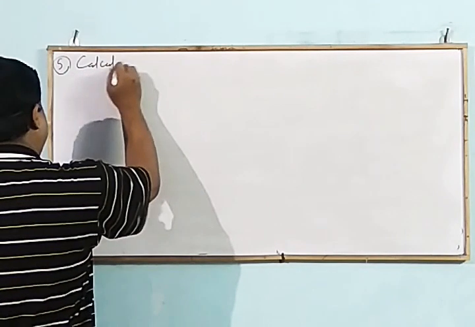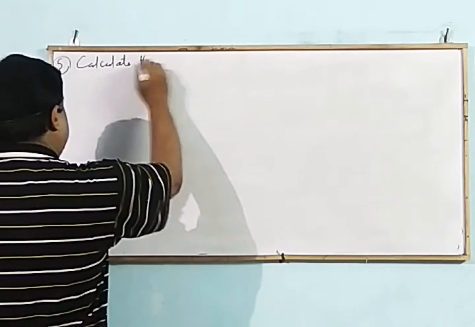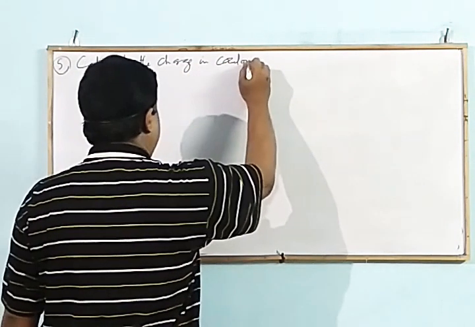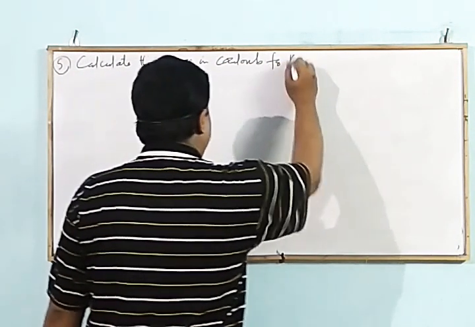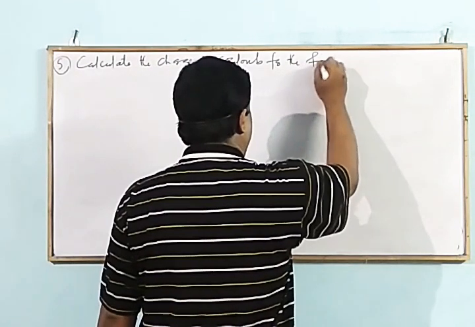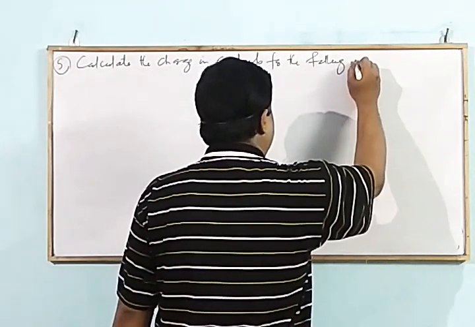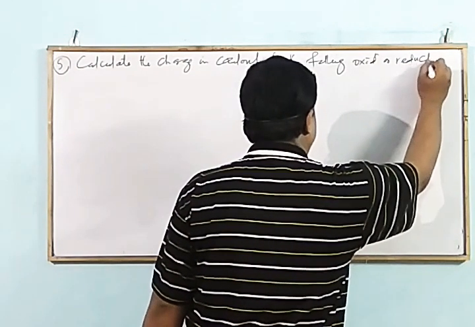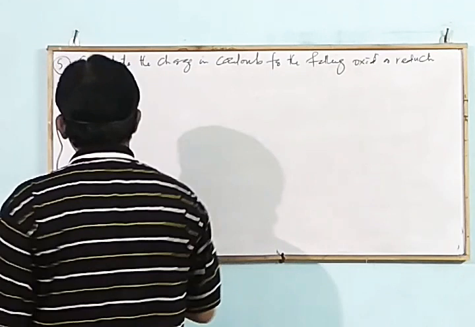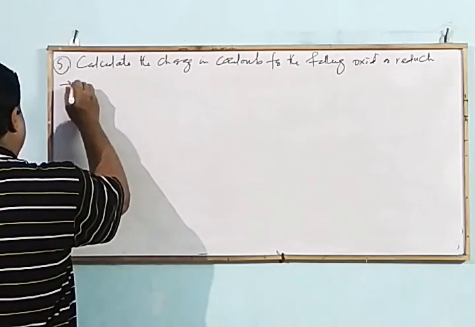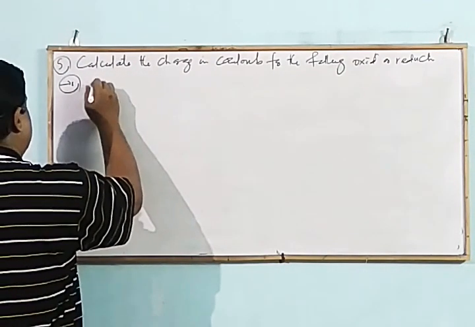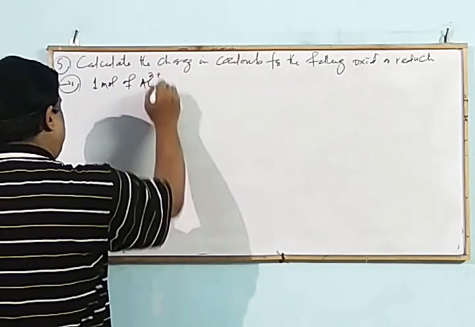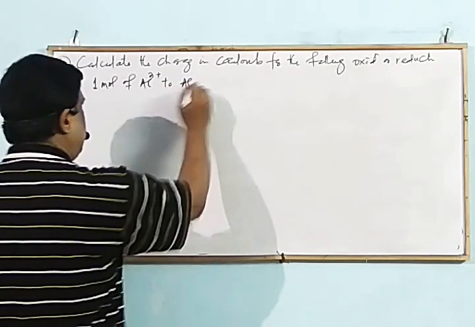Calculate the charge in coulomb for the following oxidation or reduction. Point 1: 1 mole of aluminium ion to aluminium.